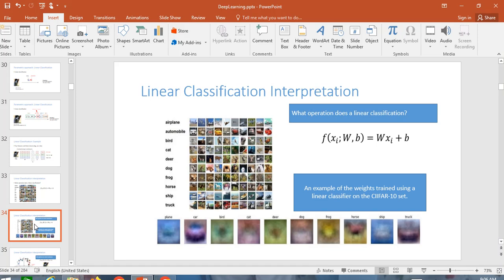There is a function in Python for this, which I have discussed in the Python files. As a result, you will get something like this picture. So let's see what these weights are. This is the first class weight matrix, this is the second class weight matrix, this is the third class weight matrix, and so on. Pay attention to this one, the horse class. Pay attention.